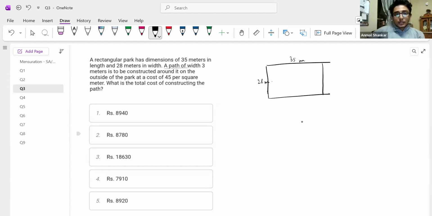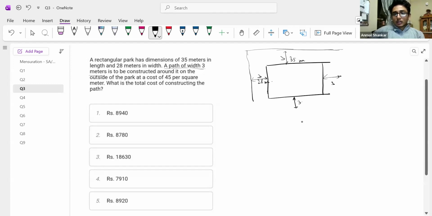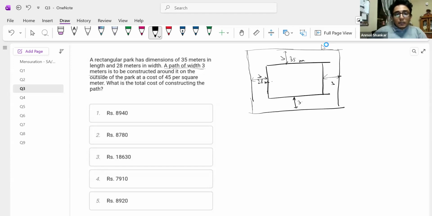So, path of width 3 meter. Right? So, 3 meter around it. So here 3 meter, here 3 meter, here 3 meter, keeping 3 meter of gap everywhere, there is a bigger rectangle, like this. I don't want a different color, I will use this color. Okay, so this is the path.